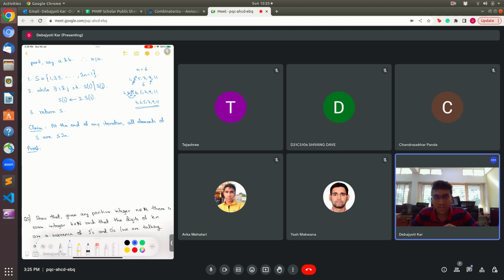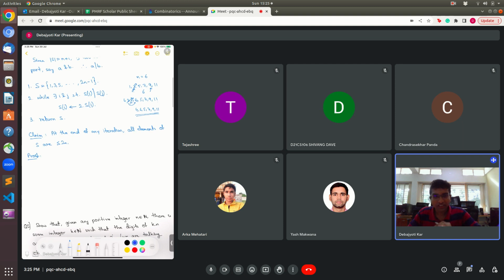Okay, is this clear? Okay, so that is what I am doing. I am starting with n numbers, which are the n odd numbers, and at each step, as long as we can find 2 numbers si and sj such that one divides the other, I am just doubling the smaller number, right? And I keep on doing this as long as some element of this sequence is divisible by some other element of the sequence.